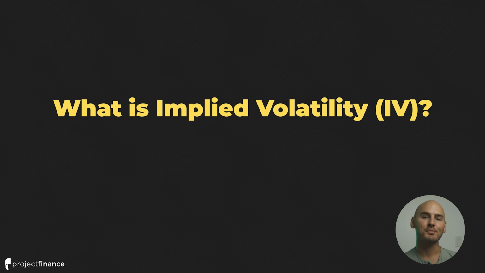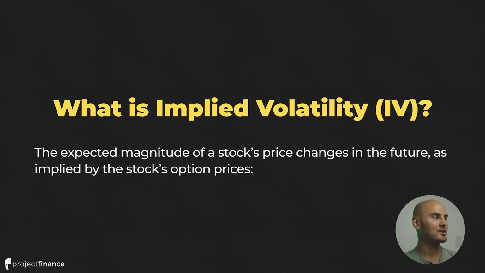I like to think of implied volatility as the expected or hinted magnitude of a stock's price changes in the future as implied by the stock's option prices. So really, implied volatility is just looking at option prices on a particular stock, and from the option prices, the options are implying certain anticipated behavior of the stock price in the future.